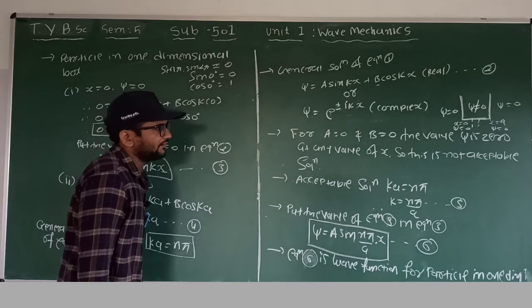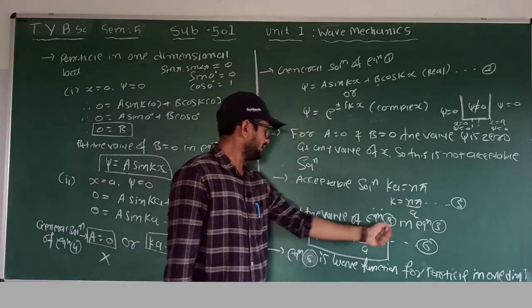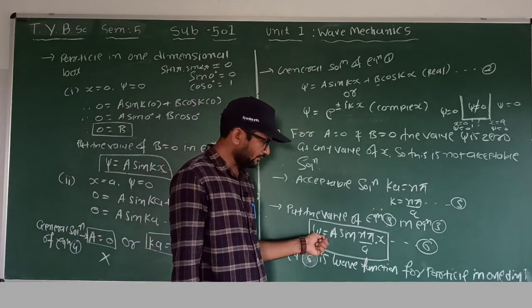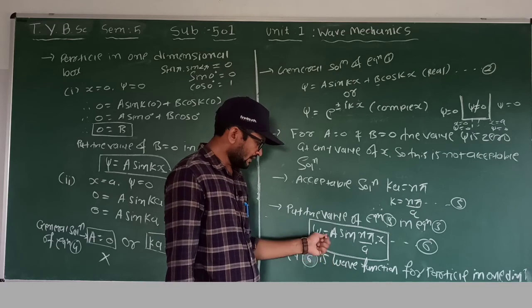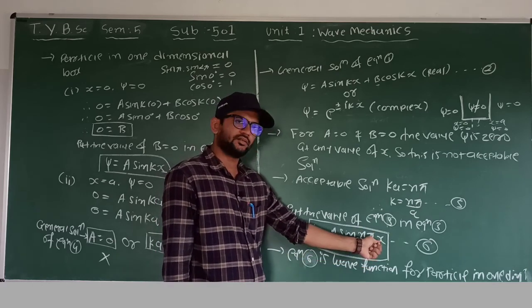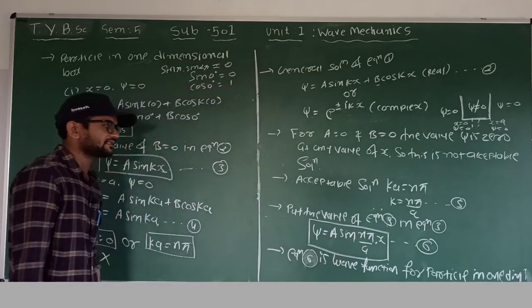Now the value of k is equal to n pi upon a. Put the value of k in equation number 3. Then the final wave function for a particle in a one dimensional box is psi is equal to a sin n pi upon a into x. So this is the wave function for a particle in a one dimensional box.